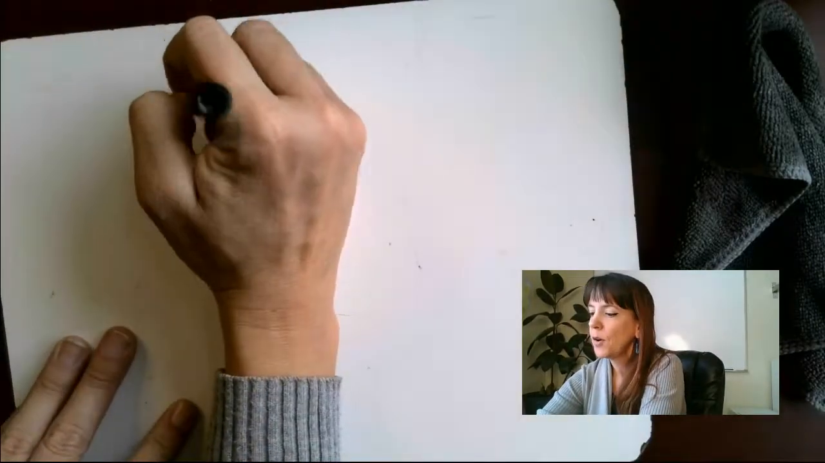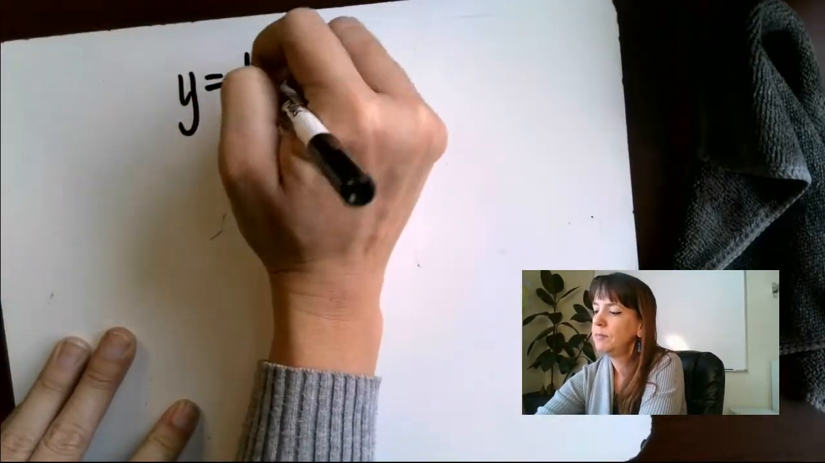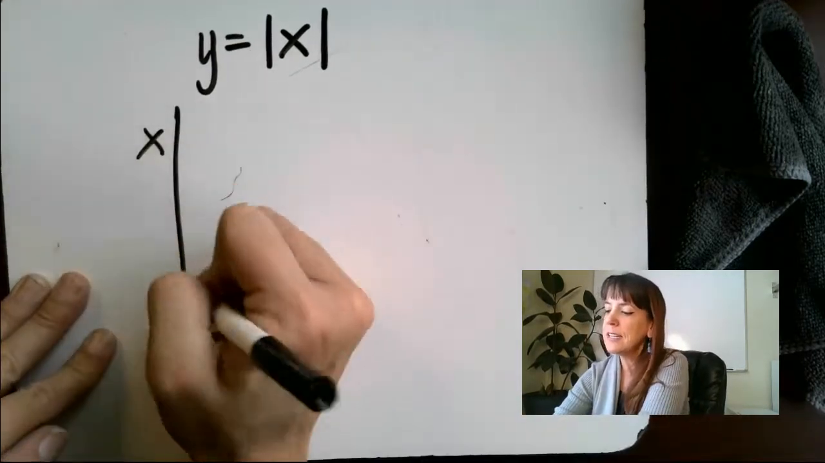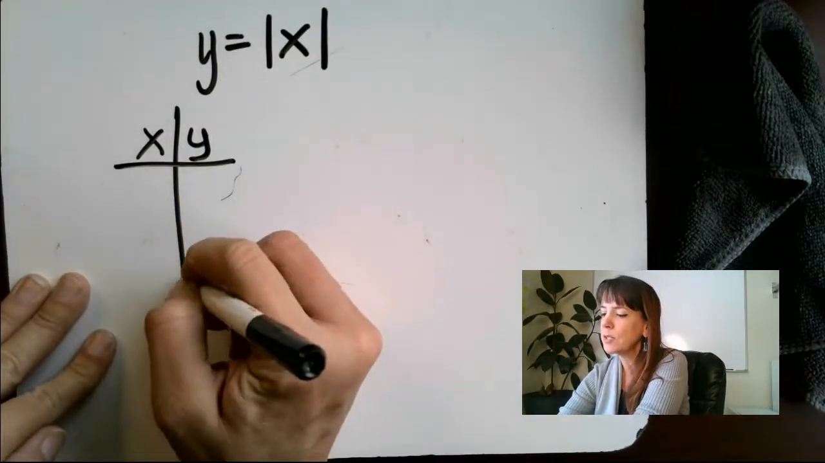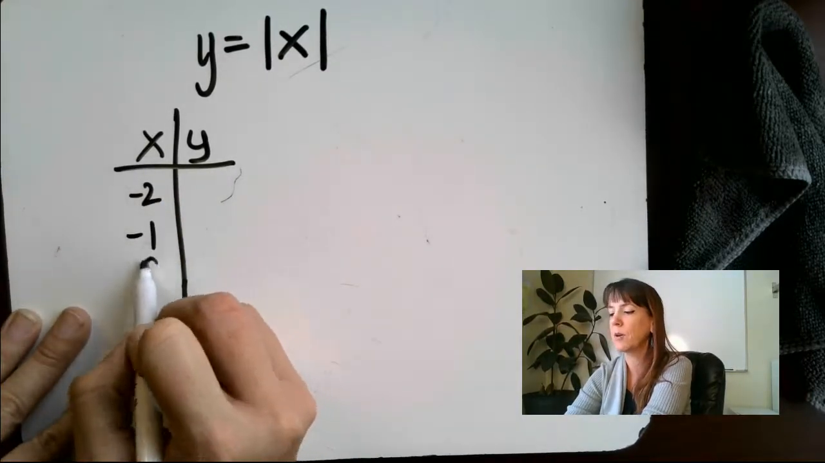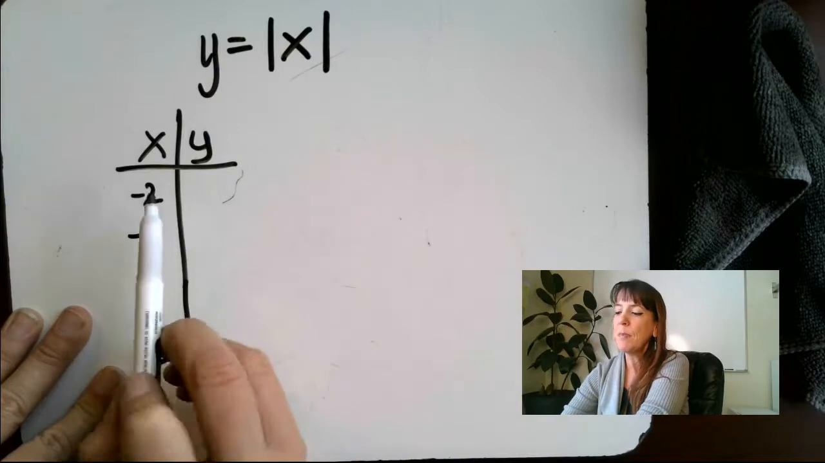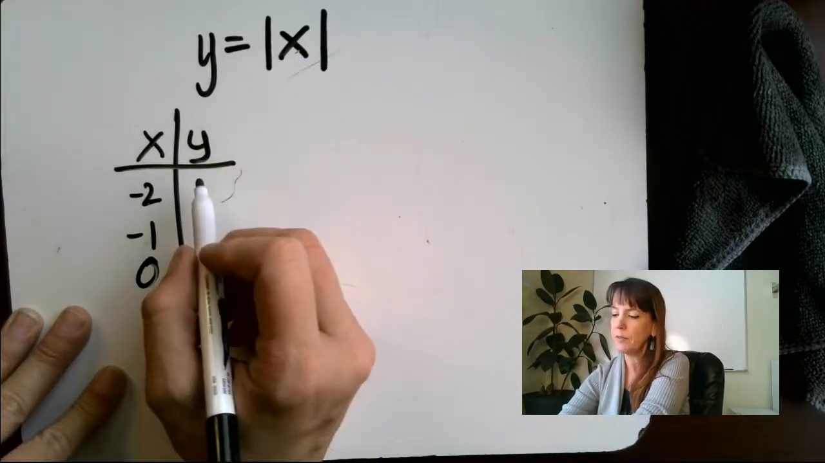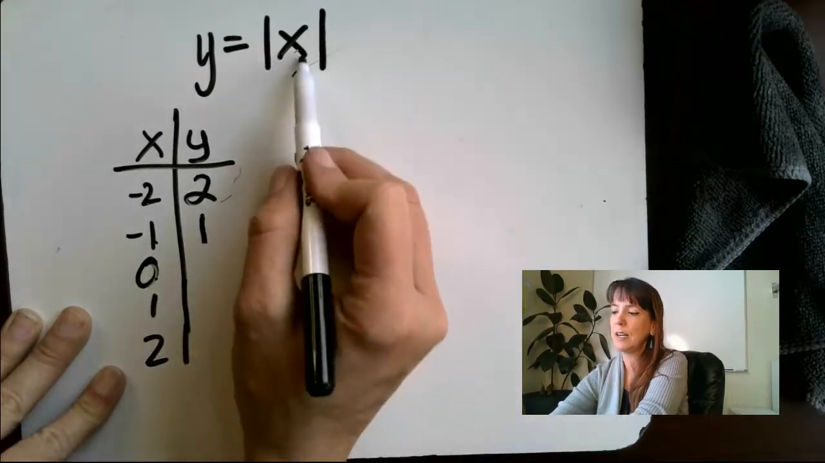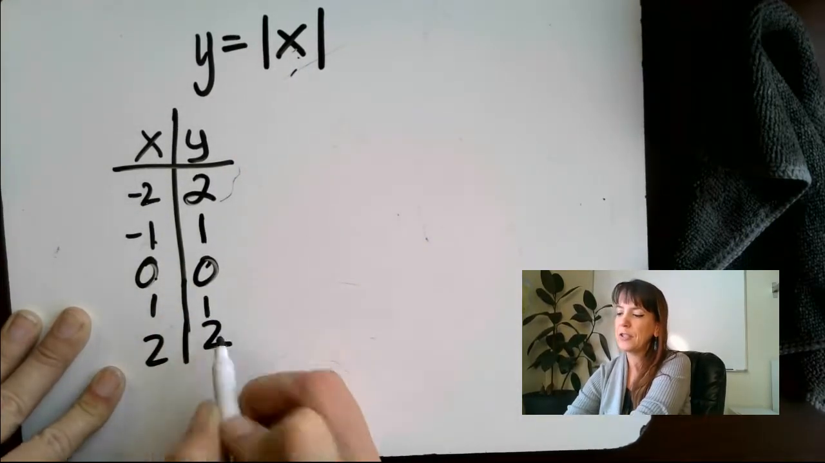And that graph looks like this. Y equals absolute value of X. Absolute value of X. Again, if we did an XY chart for this, and when we do XY charts on all of these today, I'm gonna use the same numbers. -2, -1, 0, 1, and 2. If I plug in -2 to here, the absolute value of -2 is 2. -1 is this. 0 is this, 1 and 2, right?